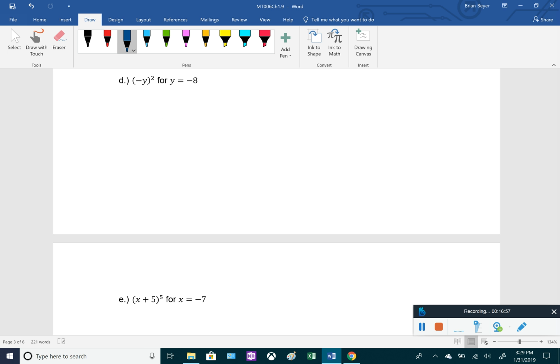And next one here, negative y all squared. So we have to plug in y equals negative 8. So that's going to be negative y, so negative negative 8 squared. So we need to simplify what's inside that big parenthesis, the main parenthesis, first. Negative negative 8 is just positive 8. So this is going to be positive 8 squared. So we really don't need those parentheses around it now if you don't want to, because it's already positive, which is equal to 64. 8 times 8, 64.